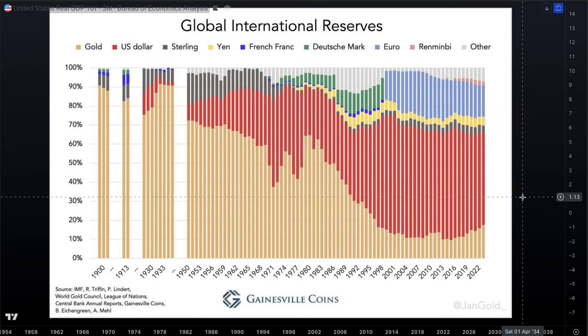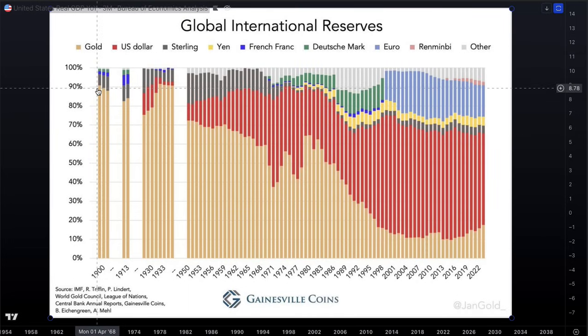Here is a really cool chart. And if anyone has an updated version of this, please let me know. This goes back to 2022. But here we see all these different components, right? We see the dollar, gold, sterling, which is the Great British pound. This was the reserve currency before the dollar. Yen, franc, Deutschmark, which doesn't exist anymore, the euro, renminbi, which is the Chinese yuan, and then other.